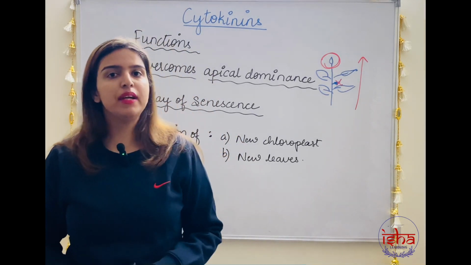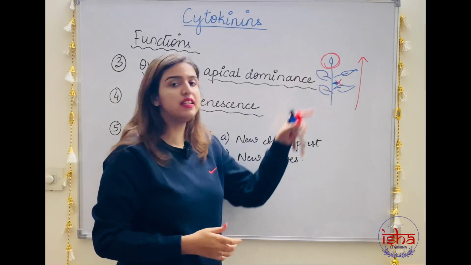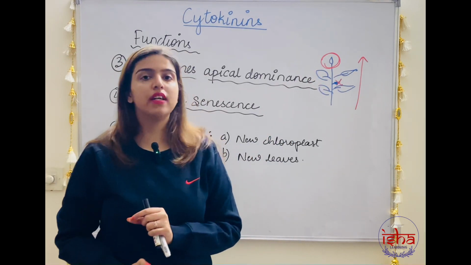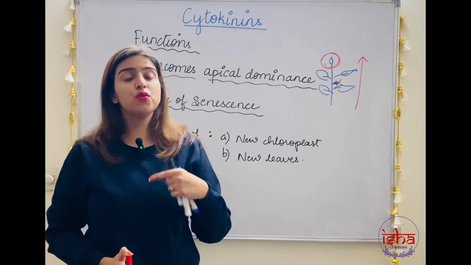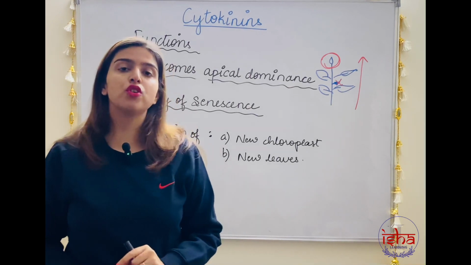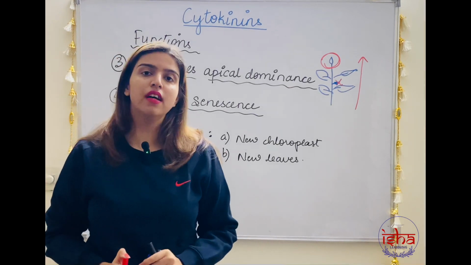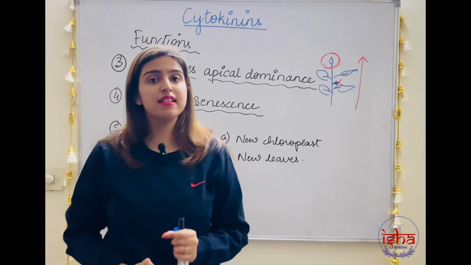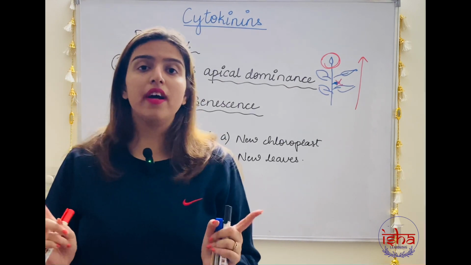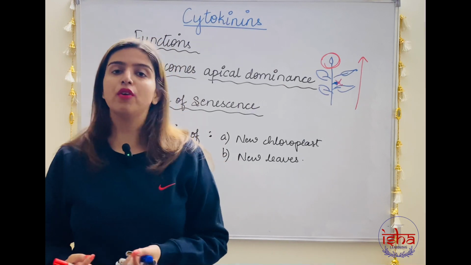So what this means is that if your apical bud is present and you add cytokinins, that is going to still promote the formation of the lateral branches. This is beneficial in plants like tea, where we require the plant to have a larger number of leaves.